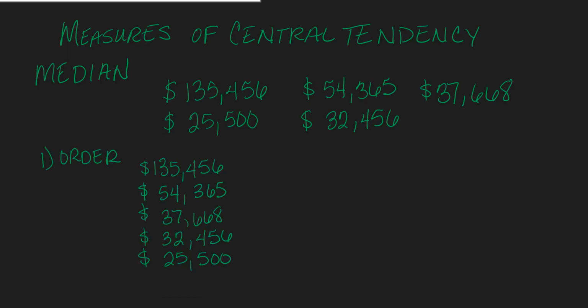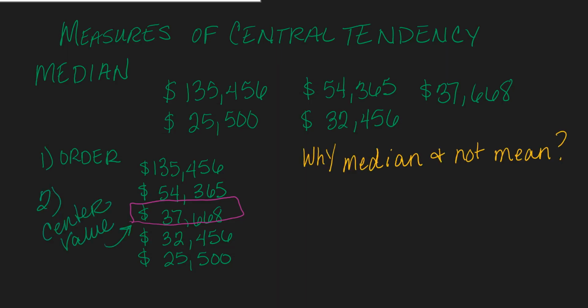We want to go ahead and take the centermost value once we have them in order. 1, 2 above, 1, 2 below. Here's our median. Not too hard, right? Now, why would we use a median instead of a mean? Median is pretty cool. Let's go ahead and compute the mean value, just like we did a minute ago.